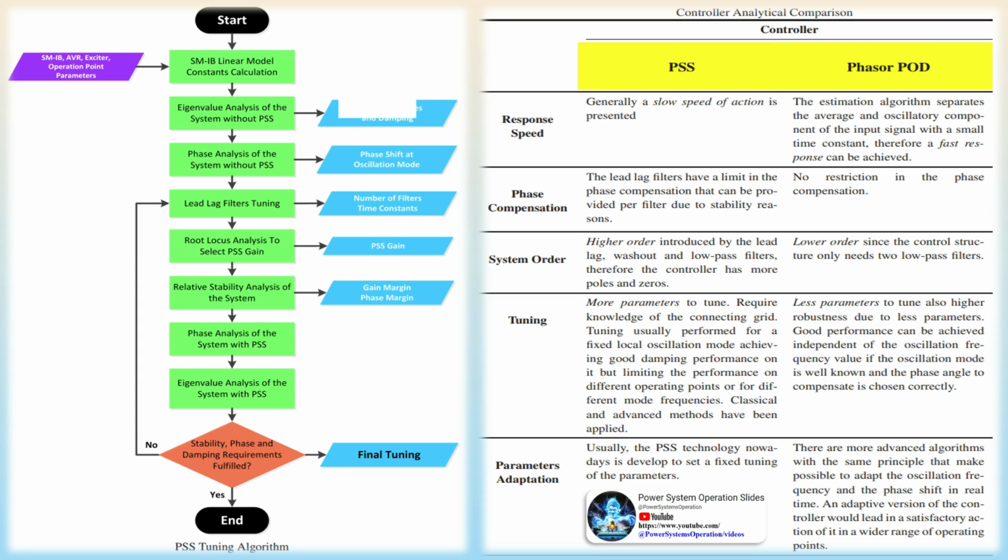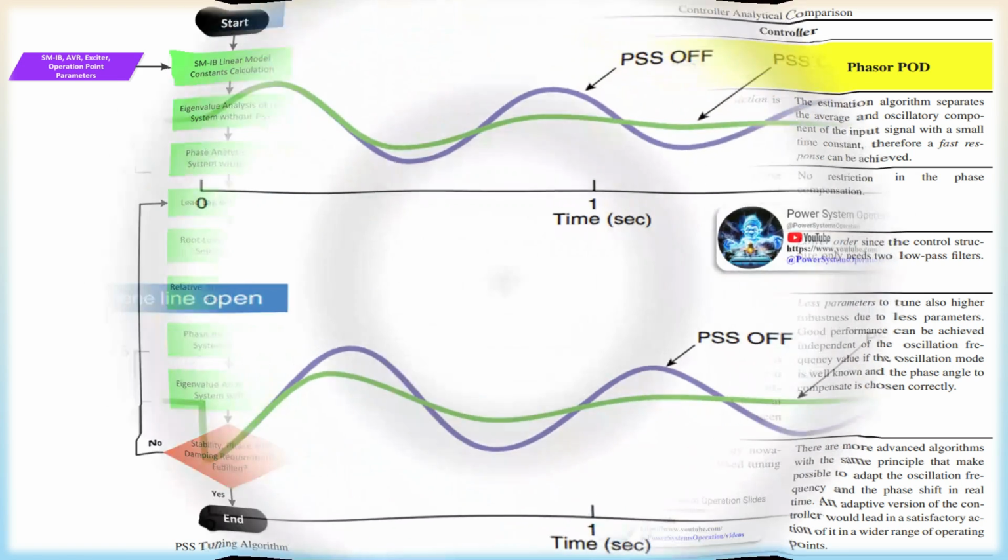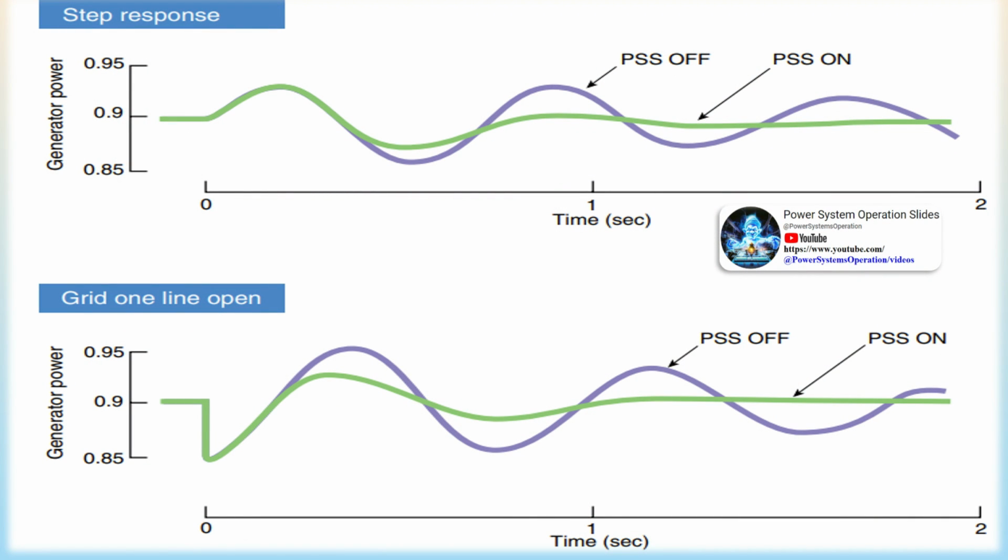Those study cases correspond to one step of the following tuning procedure. Step 1, base case without PSS. This case is used to analyze the stability of the system without PSS. A modal analysis is run to identify the dominant oscillation mode of the system, which has a frequency of 1.23 Hz and a damping ratio of 3.35%. An RMS simulation is run to verify the time domain response of the system to a step change in the reference signal of the automatic voltage regulator, AVR.